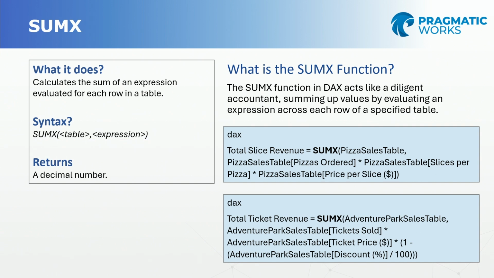The X functions here are known as iterator functions. Iterator functions are great because we can get that row context. What this will return is a decimal number. A couple ways to think about it.